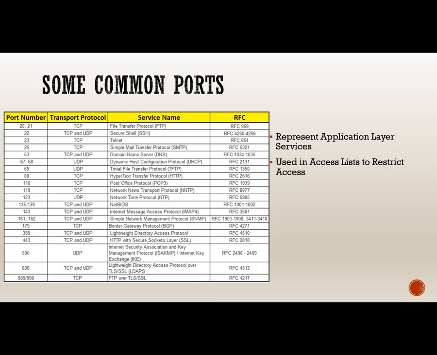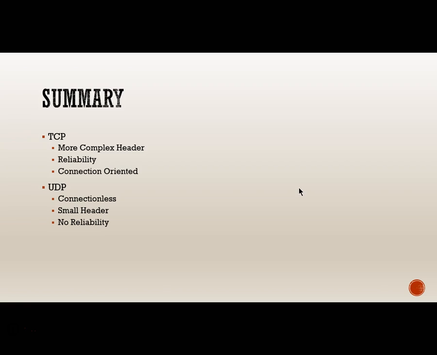So if we wanted to only allow certain machines, and we'll do access control lists to do certain things, only allow different port numbers, different applications through a device, then we can use that in the access control list that represents the application of the services that are running there.